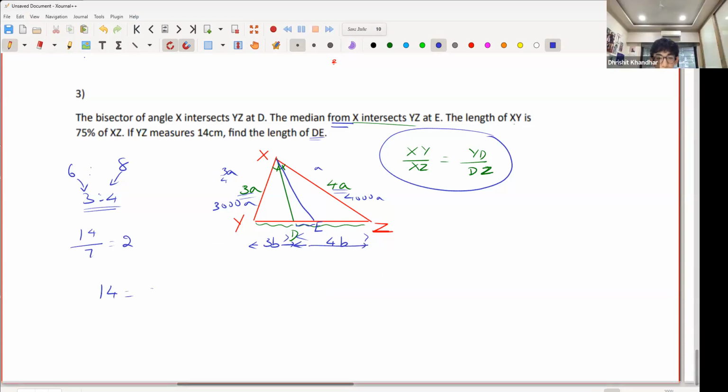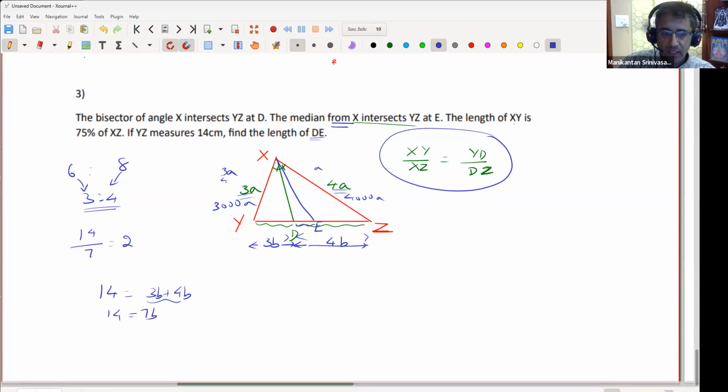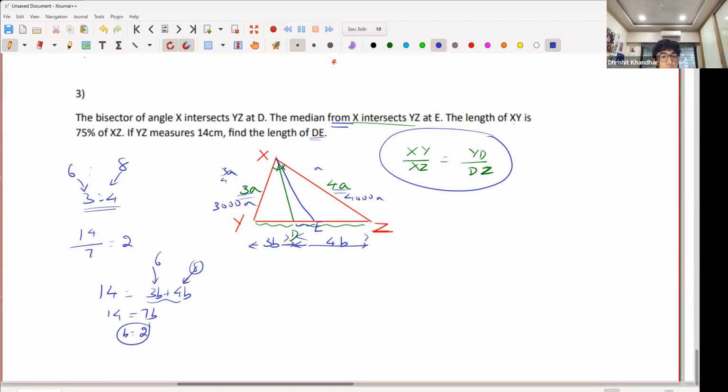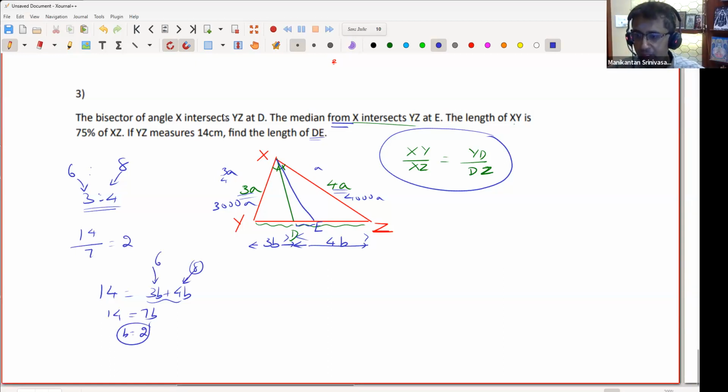So I just want to divide 14. And how do you divide a number into some ratio? You say the total is 7 parts. 7 parts is 14. Therefore, 1 part is 2. And therefore, 3B will correspond to 6 and 4B will correspond to 8. Right? Oh, yeah. As simple as that. You're maybe overcomplicating it. Fairly easy only. Okay, we're all okay now?